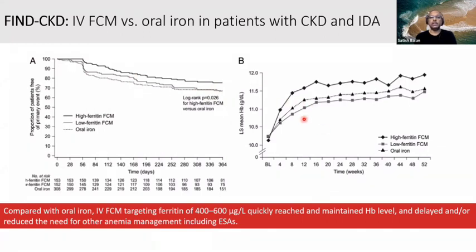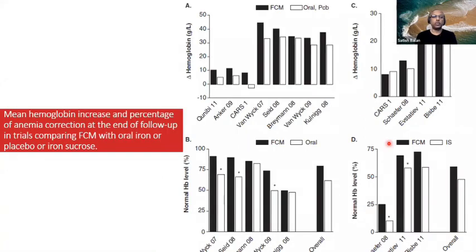And similarly, the mean hemoglobin also rose in the high ferritin group compared to the other groups. But here you can see that even the low ferritin group had an increase in hemoglobin compared to the placebo group or standard of care.